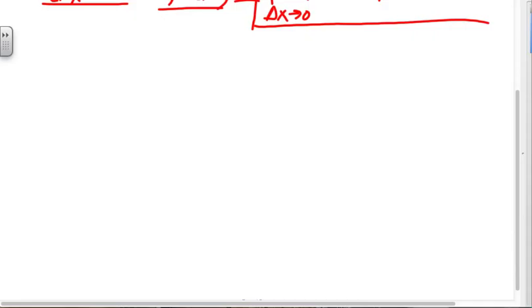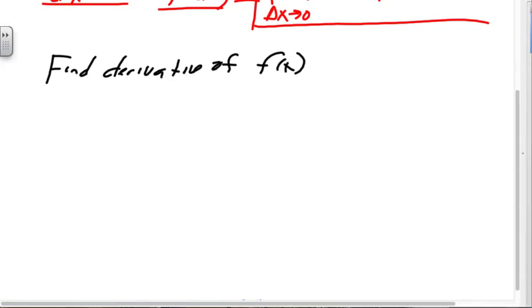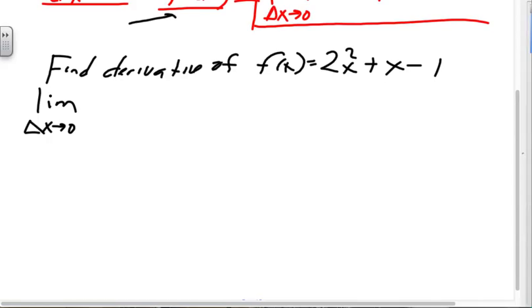So let's deal with some examples of this. We want to find the derivative of f of x equals 2x squared plus x minus 1. So we're going to use our definition, limit as delta x goes to 0. And this is usually one of the questions they like to put on the non-calculator part because it really doesn't help you much to have one.